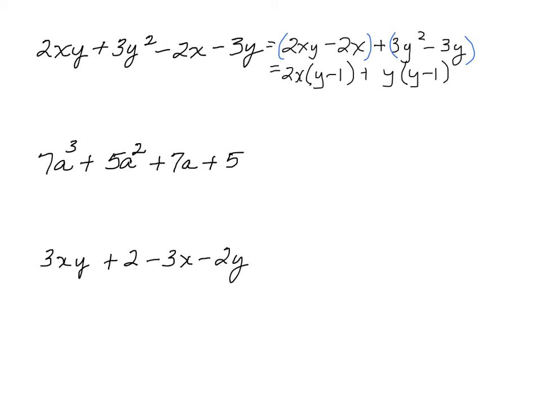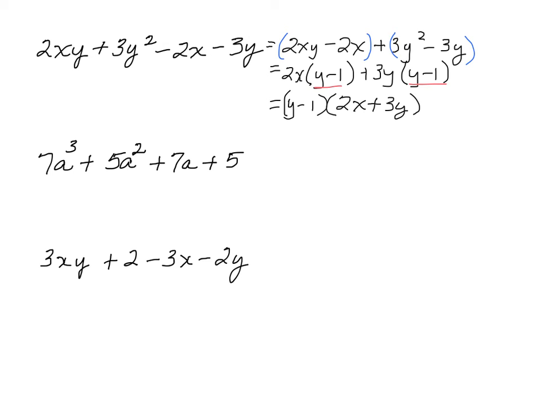We want to get a common binomial factor, right? So then we take out, oh shucks, we take out the y minus 1 as a factor, and we're left with 2x plus 3y.